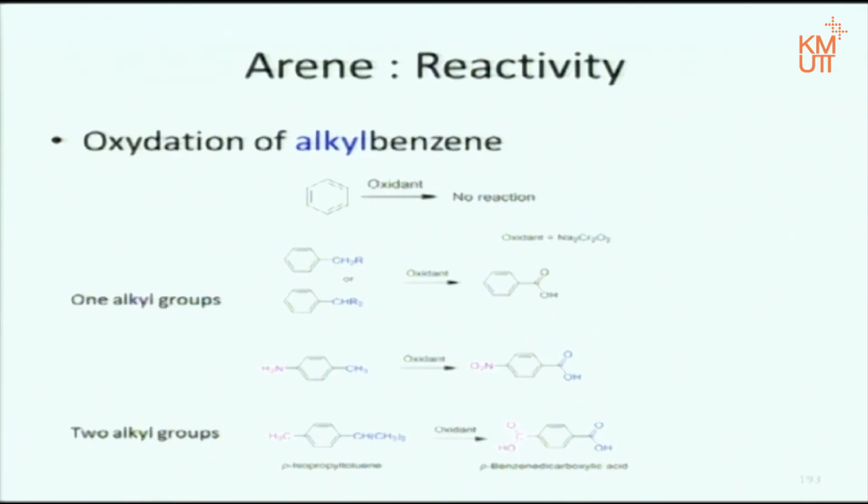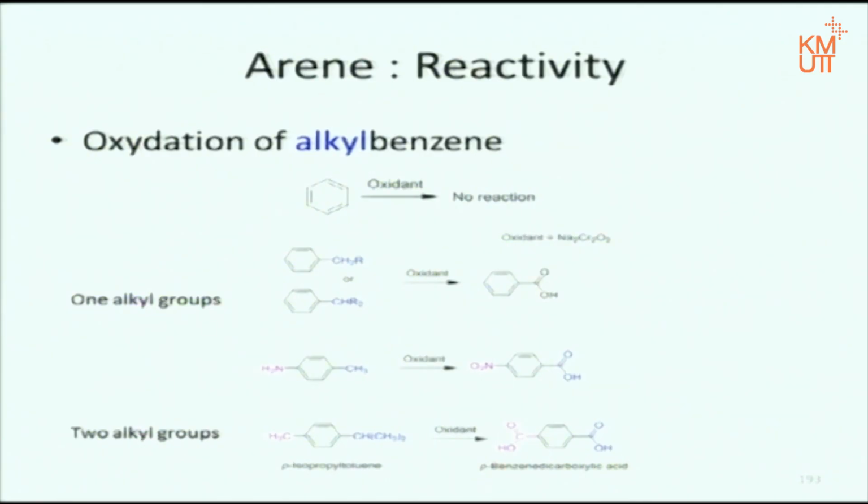For example, you can start from methyl here. You oxidize this carbon to carboxylic acid. But if you start from isopropyl, this is a secondary carbon, you also oxidize to carboxylic acid. So you see methyl or isopropyl, all the alkyl groups are oxidized to the same group. So it does not depend on the number of carbons here. You oxidize all.